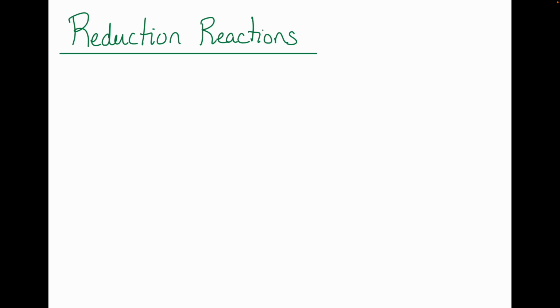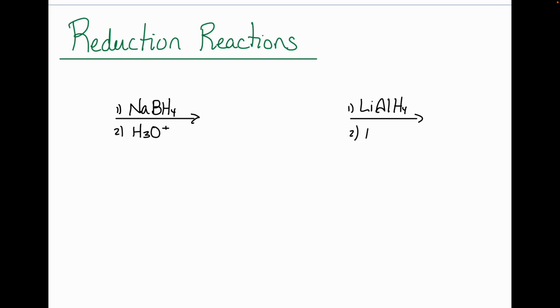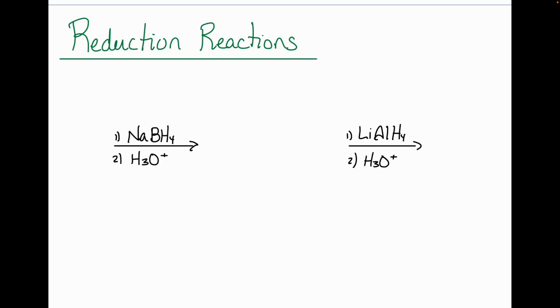All right, our reducing agents, we're going to have two of them. Sodium borohydride and lithium aluminum hydride. In each of these, when you use them, you have to do an acidic workup type step afterwards. All right, sodium borohydride, lithium aluminum hydride.